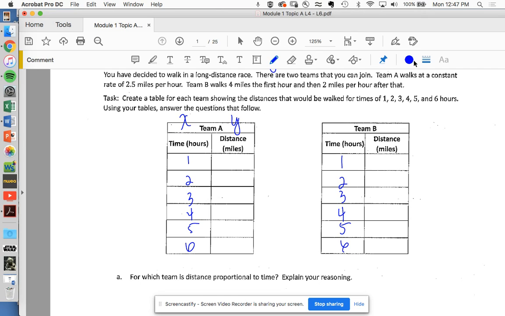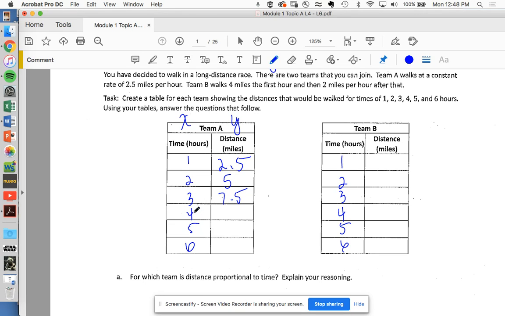So now if you go 1 hour on Team A, how far did you go? 2.5 miles. Now, if you went for a total of 2 hours, what's your total distance? 5, right? Since this is 2.5, we can think of it like a quarter. 2 quarters is 50 cents. 3 quarters is 75 cents, but the decimal's off by 1. It's 7.5, right? Or you can do 5 plus 2.5. Add those two together.